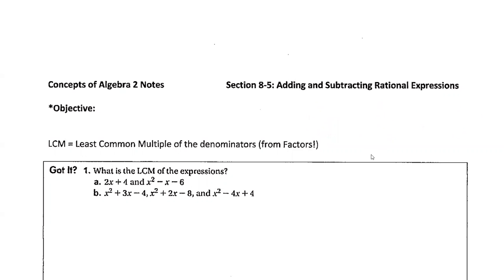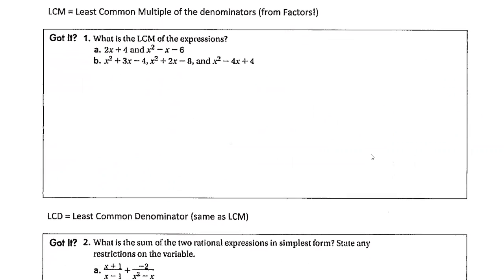So one big concept we're going to start with is the least common multiple. That's what LCM stands for. I'm sure you've heard of the greatest common factor, a GCF. A least common multiple goes hand in hand with that. Basically, a least common multiple is the smallest thing that they both can go into or can factor into.